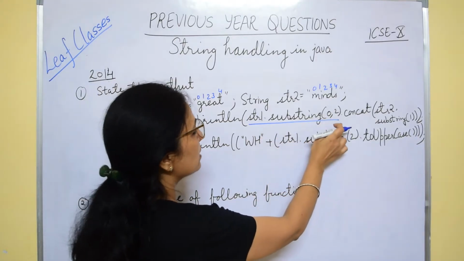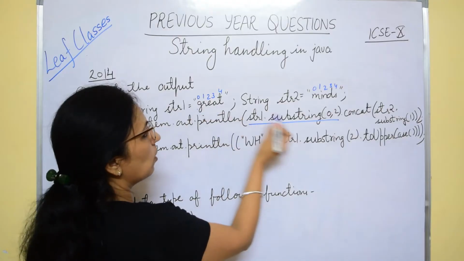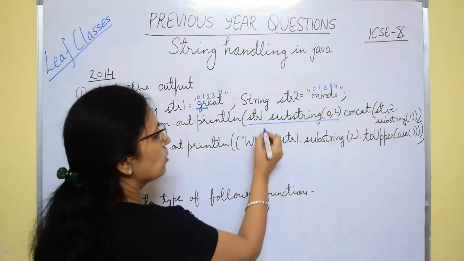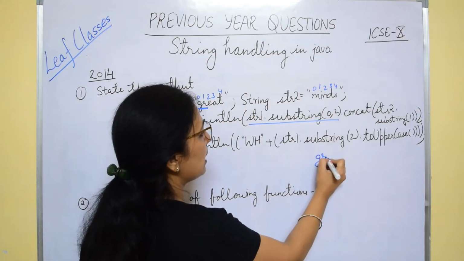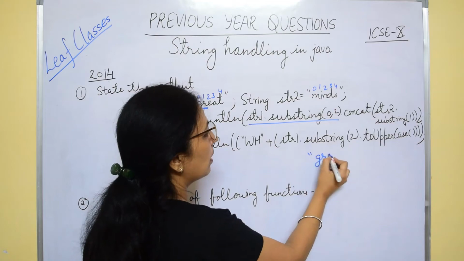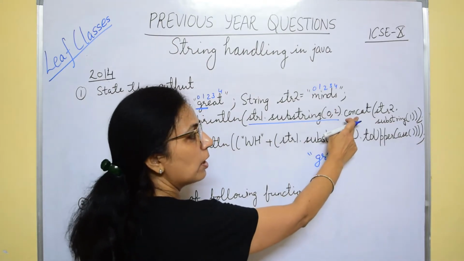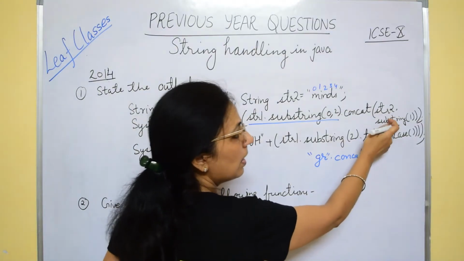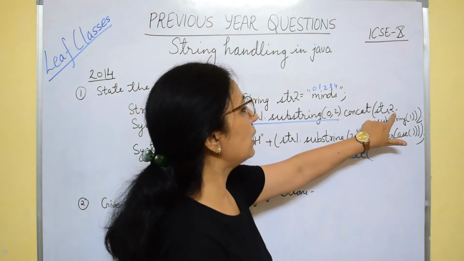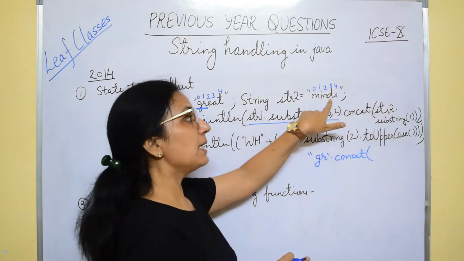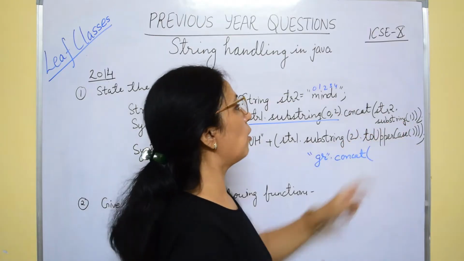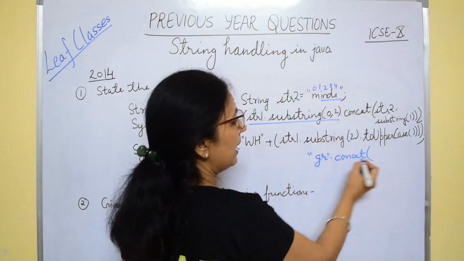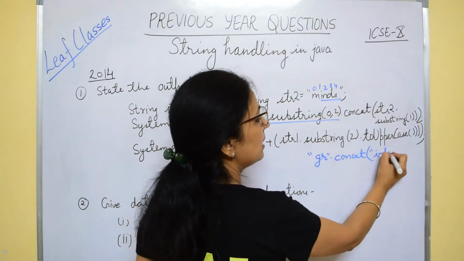str1 dot substring 0, 2. Start from 0 till 2, but excluding 2, that means 0 and 1. So the output of this will be gr. This will work as the first string for concat function. Now dot concat, what will be the solution of this bracket? str2. str2 is minds, dot substring of 1. That means starting index number is given. So from starting till end. So here it is inds.